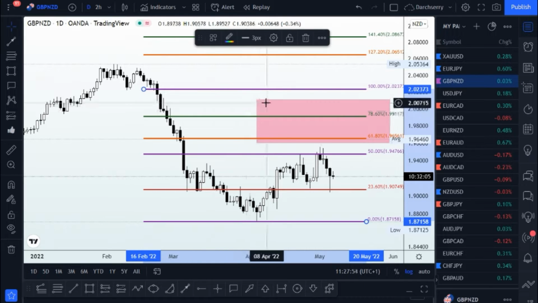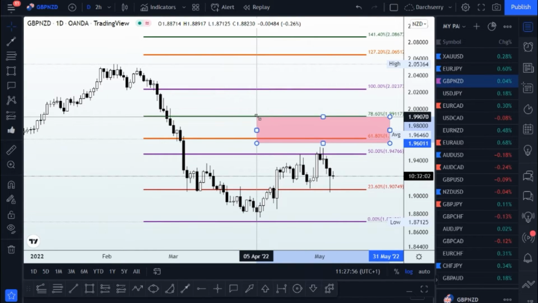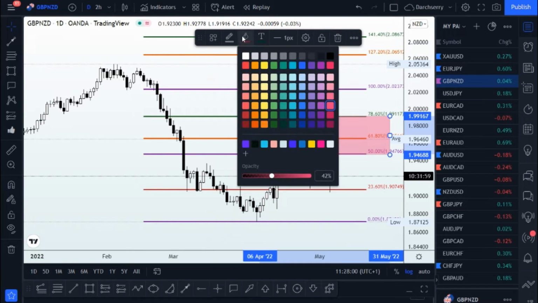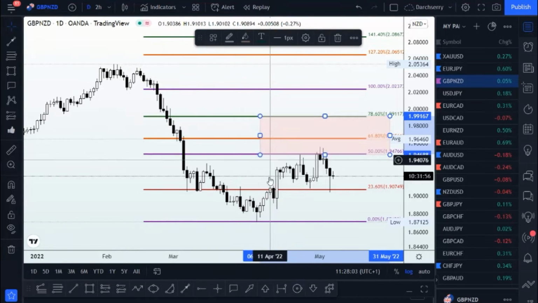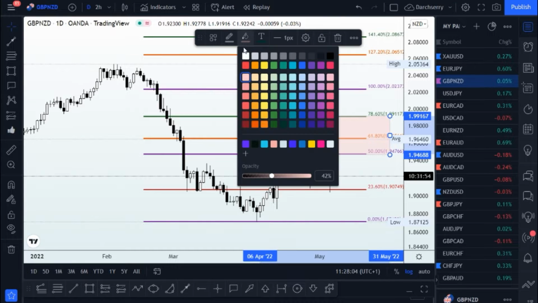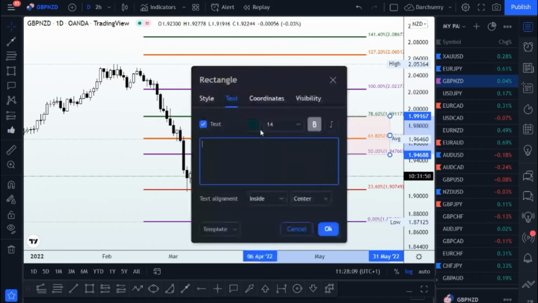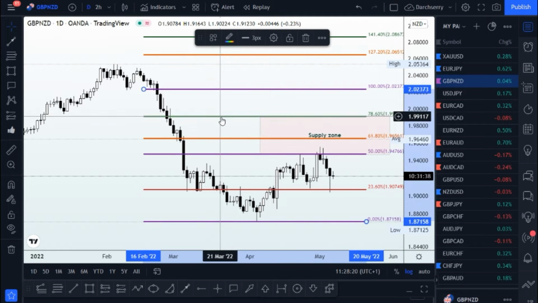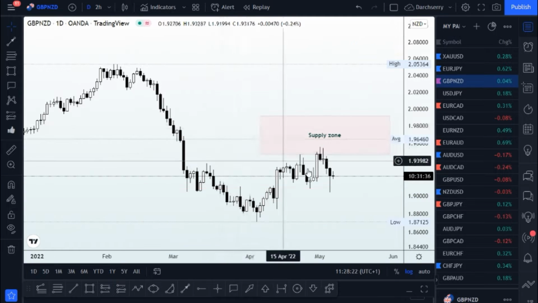I think our impulse leg will start right from this area. Yes, so we have the 786 and 50% retracement. Since this is a supply zone, we give it a red color. I like to label this as a supply zone, and delete the retracement tool.